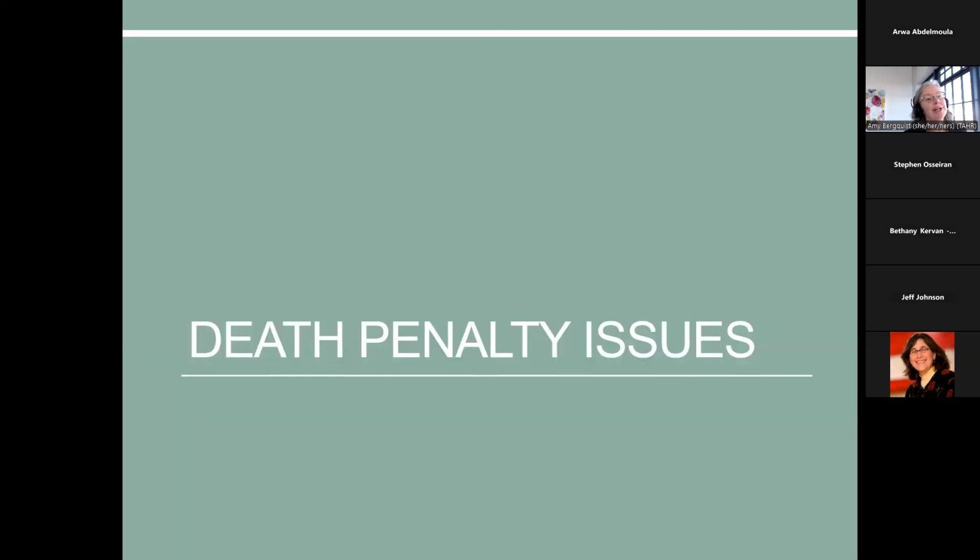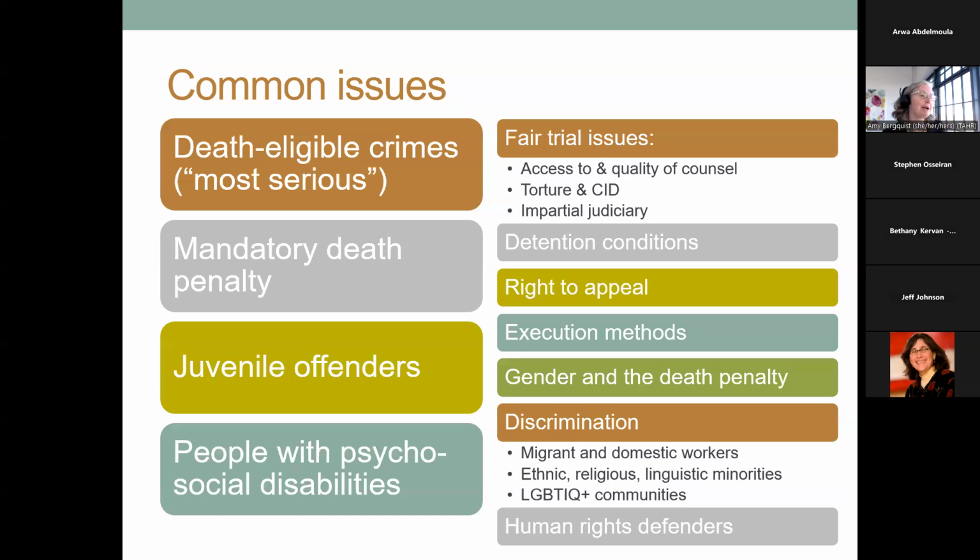So death penalty issues, what issues are you going to look for? Common issues to include in your report would include whether the country, on a matter of looking at the penal code or the criminal code, limits the death penalty to the most serious crimes. Most countries do not, but we also always want to flag that. Does the country have a mandatory death penalty?